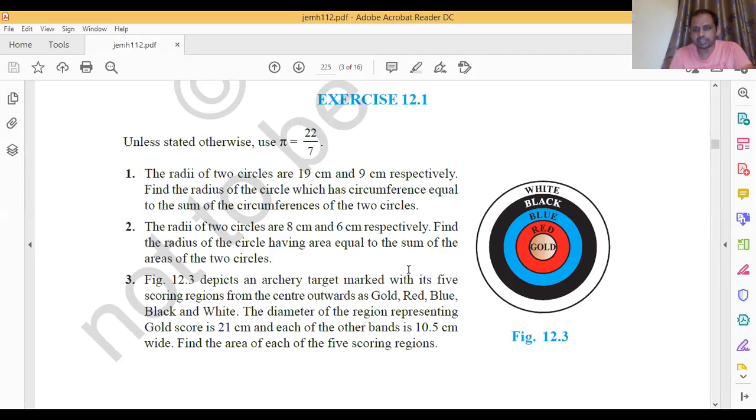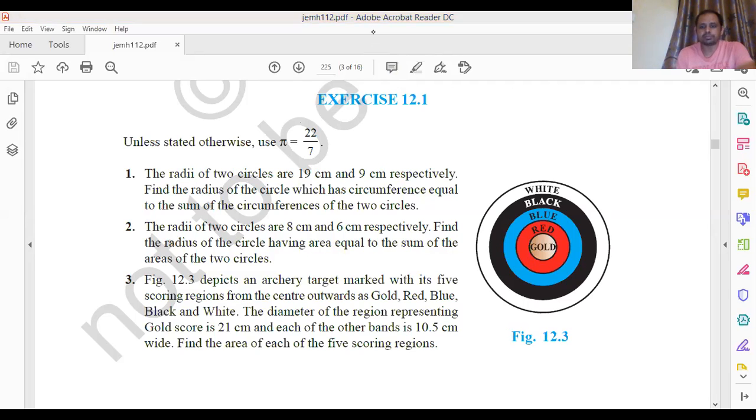In the previous one, you had to find the radius of a circle whose circumference is equal to the sum of the circumferences of the previous two circles. Here, find the radius of a circle whose area is equal to the sum of the areas of the previous two circles. Okay, it is quite similar to that one. Let's solve it.